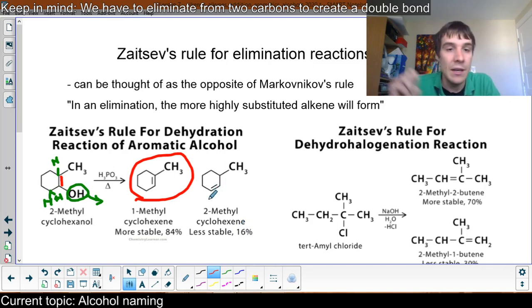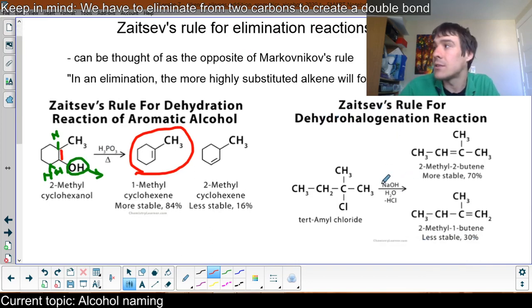So that is the elimination. This doesn't have to be for dehydration. It also works for something like a dehydrohalogenation. You can do that with a strong base and clean it up with HCl. So here's a chlorine, right? We know we're going to get rid of this chlorine. That chlorine's going to go away. But in order to do that, we have to pull a hydrogen away from either this carbon or this carbon. Or even potentially this carbon, right? One of these 3 carbons is going to go. So we can install our double bond here, here, or here.